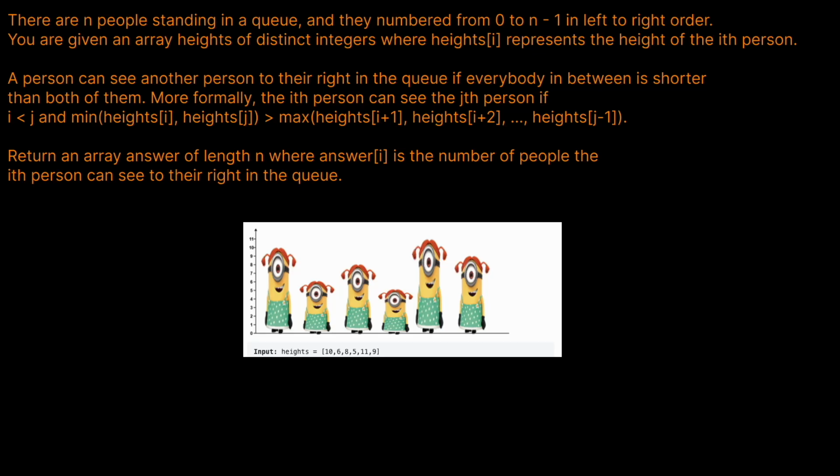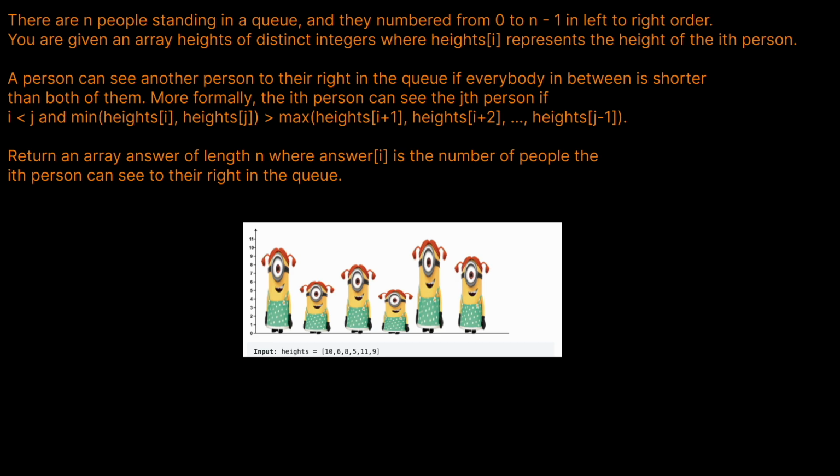Today we're going to be solving Leetcode problem 1944, number of visible people in a queue. There are n people standing in a queue, and they are numbered from 0 to n-1 in left to right order. You are given an array of heights of distinct integers where heights of i represents the height of the ith person. A person can see another person to their right in the queue if everybody in between is shorter than both of them.